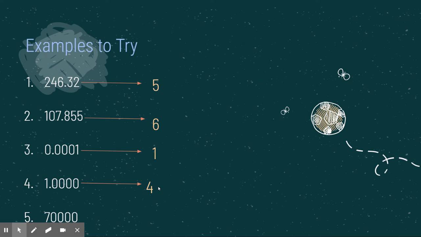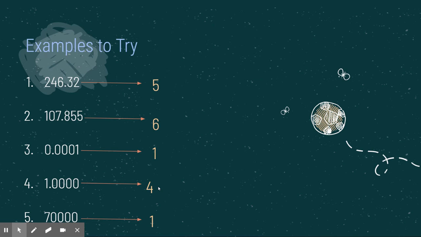All right, the last example there is just 70,000. There is no decimal place, no nothing. So because there's no decimal place, all of those trailing zeros are not going to be counted. So we're going to have a significant digit of 1. All right, so please make sure you have those in your notes.